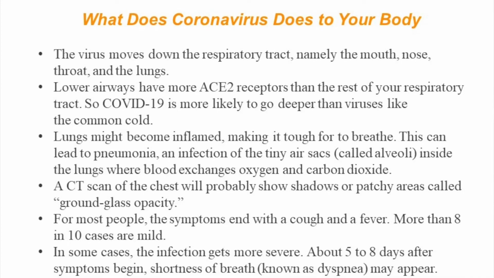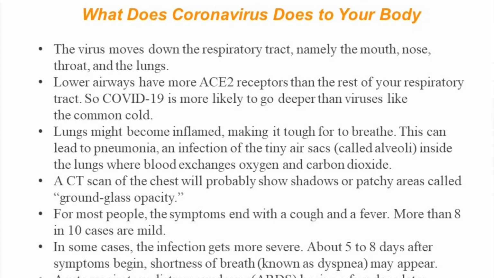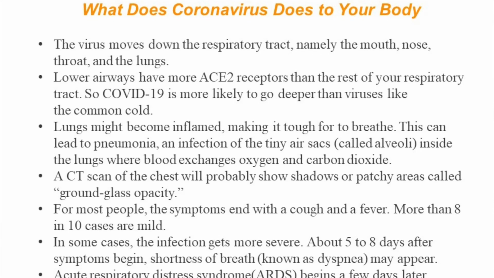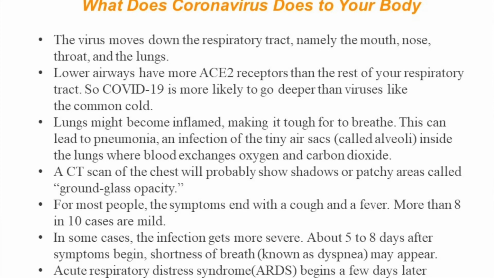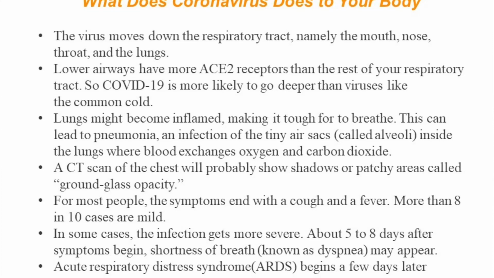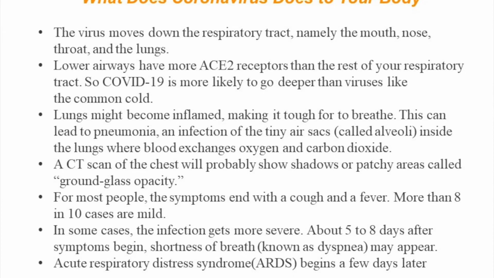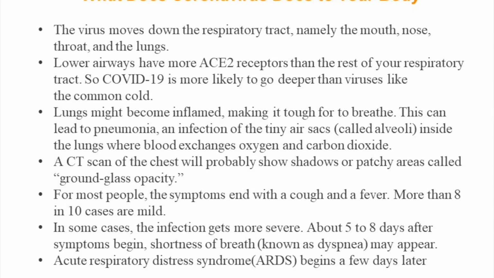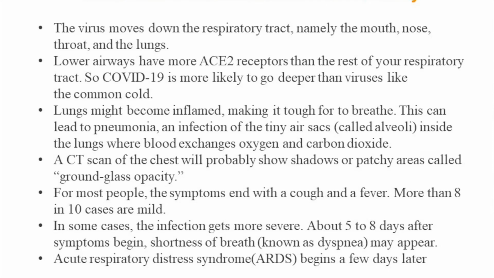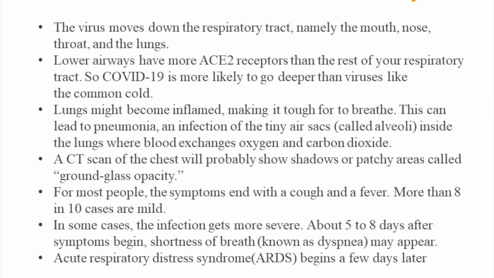Lungs might become inflamed, making it tough to breathe. This can lead to pneumonia, an infection of the tiny sacs called alveoli inside the lungs, where we exchange oxygen with carbon dioxide in our blood. If you did a CT scan of a person with these symptoms and conditions, we see patchy areas called ground glass opacity in the lung where the damage starts occurring in the alveoli.